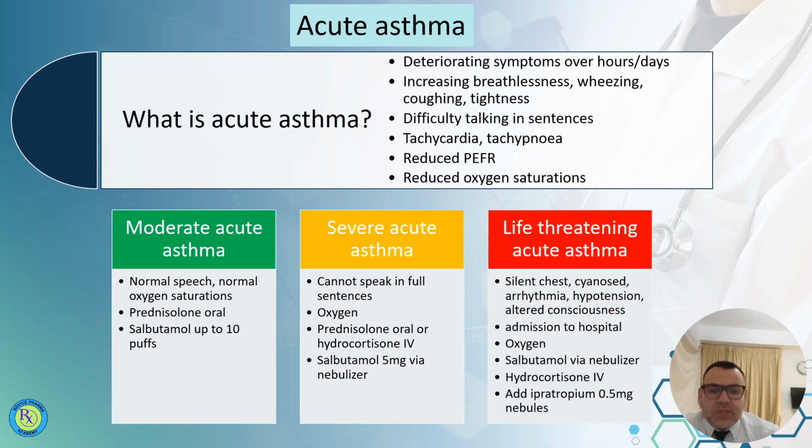Life-threatening acute asthma, and in this case, the patient has a silent chest, cyanosis, arrhythmia, hypotension, altered consciousness, and this needs to be admitted to hospital. The patient will initially need to be given oxygen, salbutamol via nebulizer, and IV steroid like hydrocortisone. Ipratropium 0.5 mg nebule can be added. So this is different from chronic asthma, which is acute asthma, which happens due to exacerbation of symptoms.